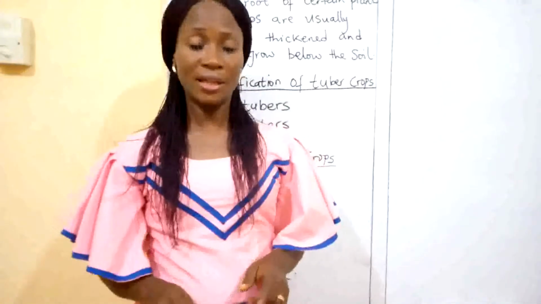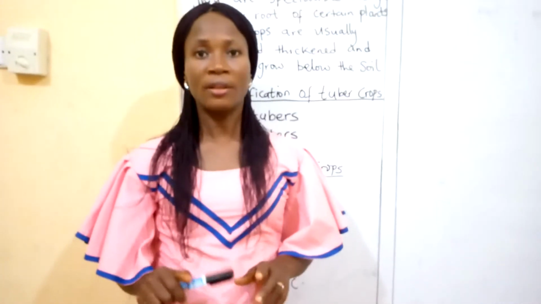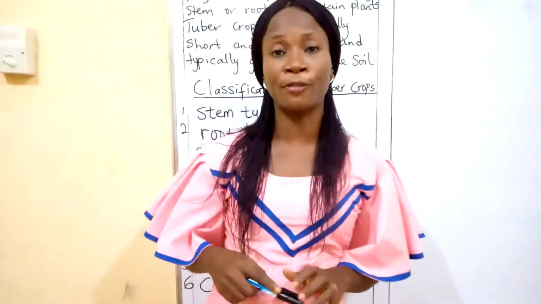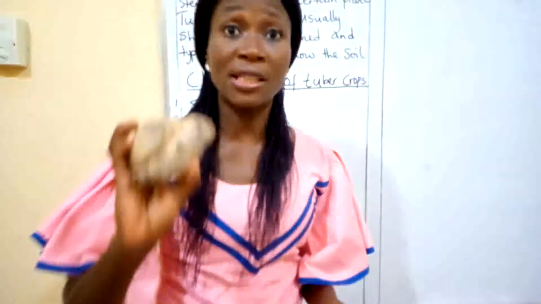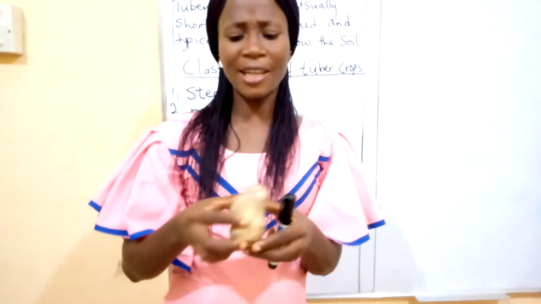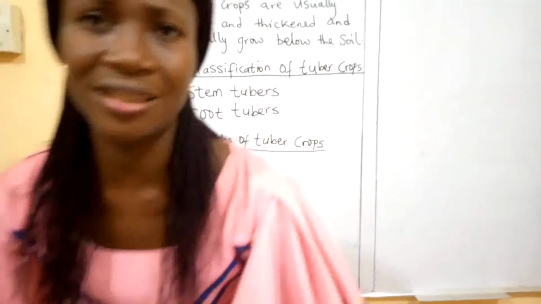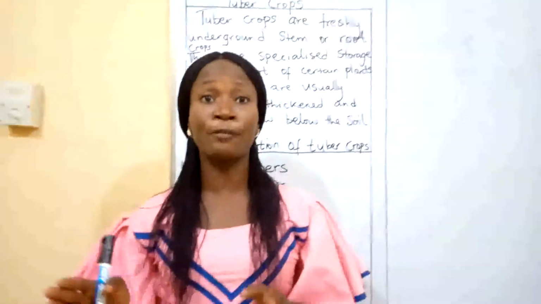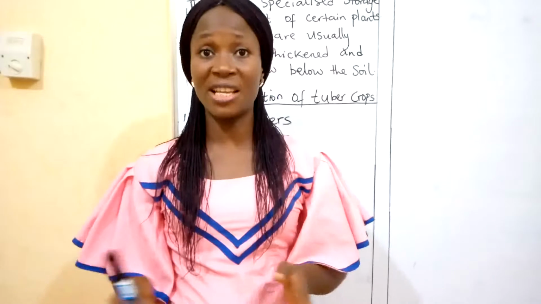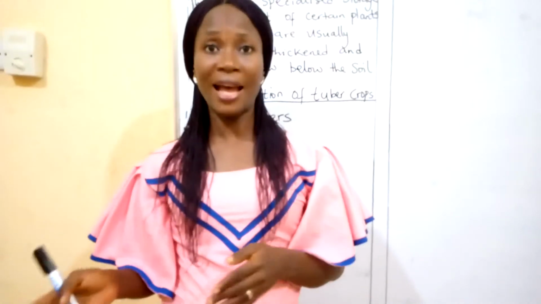Okay, the next thing we are going to be looking at is the uses of tuber crops. We say tuber crops are used as food for man and animals. They are used as food for man and animal consumption. Yes, mommy prepares potato. We do eat potato, isn't it? We do eat yam. And then the peels of this yam, potato, cassava, and the rest of it serve as food for animals.